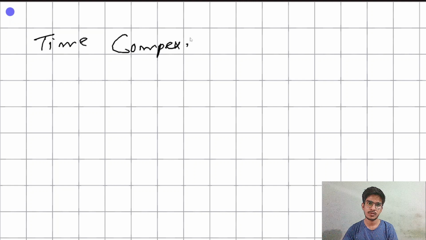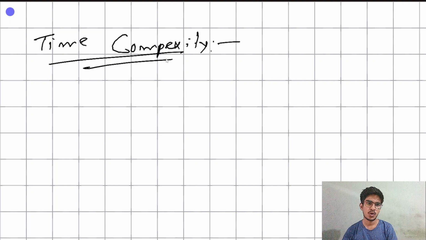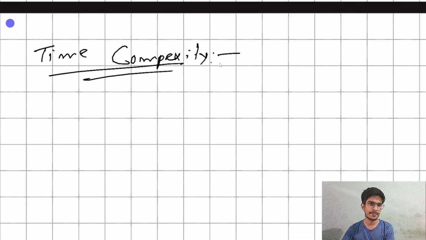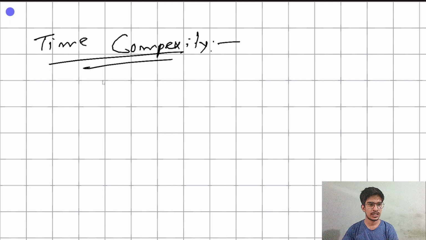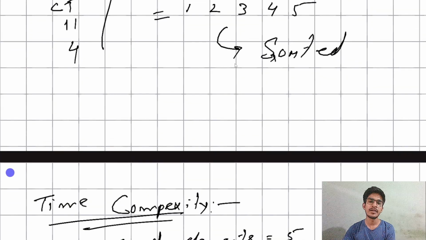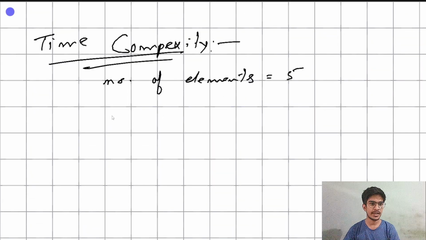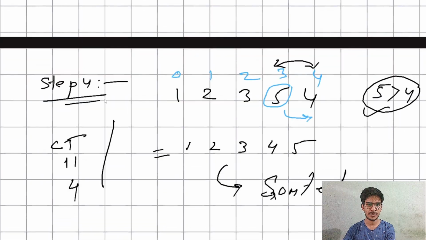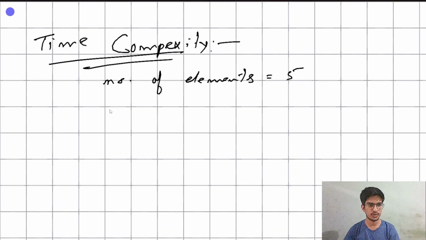Time complexity. So what do you see? How many steps do we require? In the array, we have five elements: 1, 2, 3, 4, 5. And the number of steps we require is 4 steps.